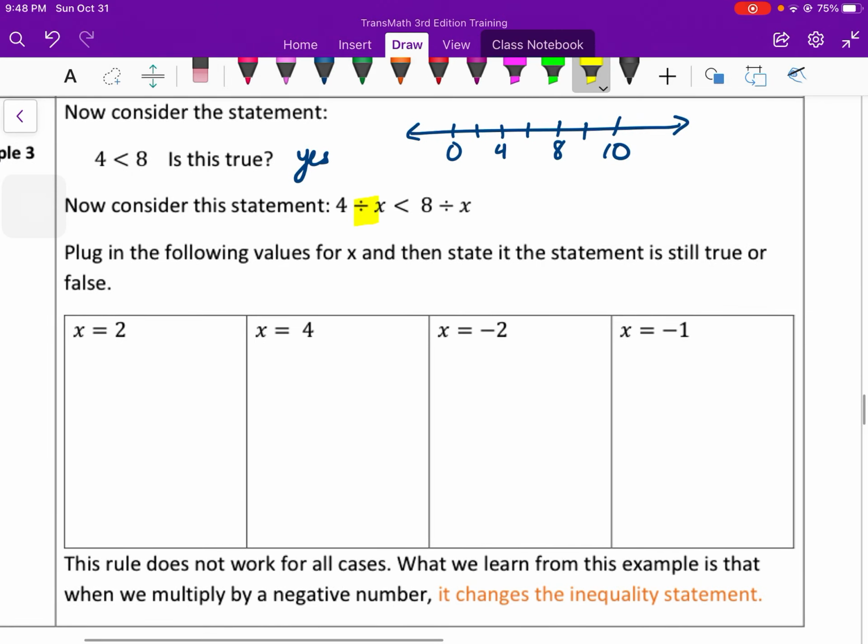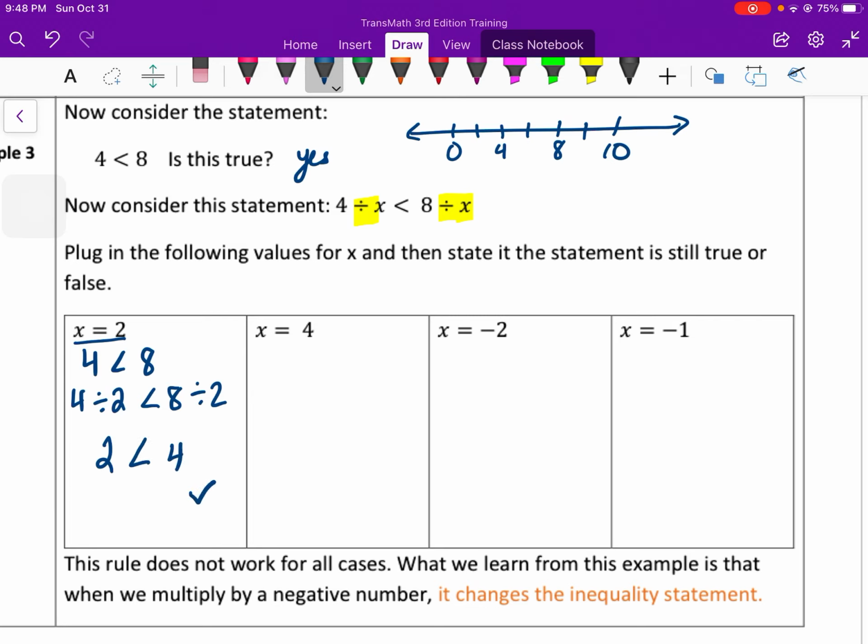Now consider dividing both sides by the same number and see if it stays the same. So we know 4 is less than 8. Is 4 divided by, if x is 2, is 4 divided by 2 less than 8 divided by 2? Well, 4 divided by 2 is 2. 8 divided by 2 is 4. 2 is less than 4.